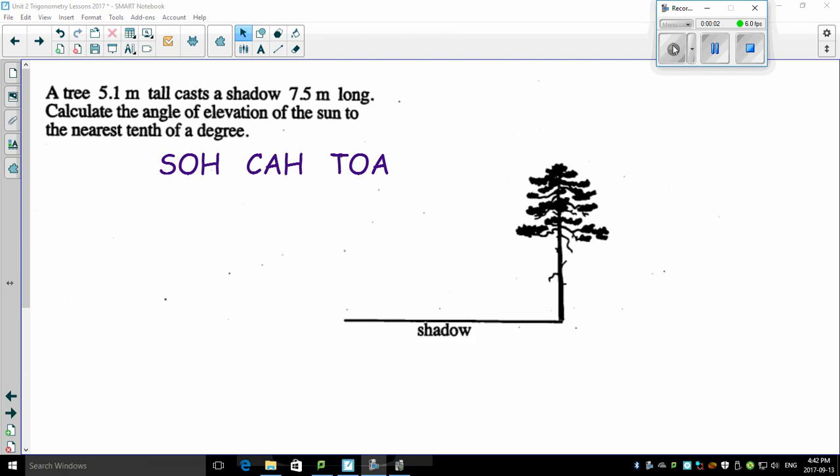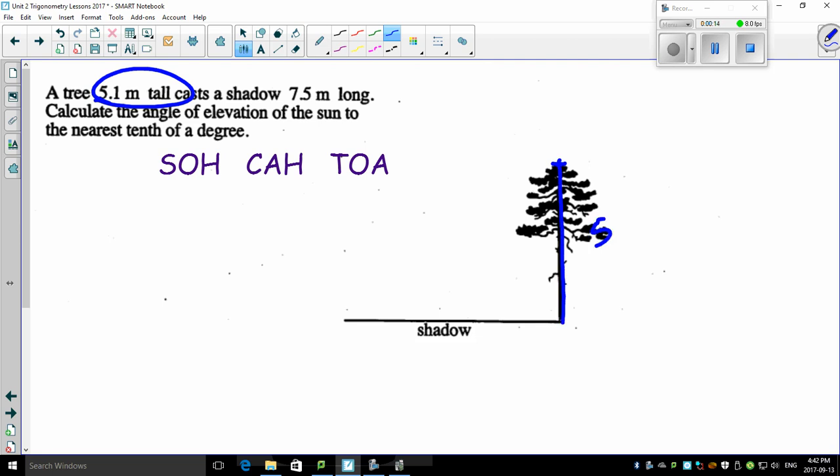Let's start solving practical application questions now. Here's a standard one that I've seen a million times. It says a tree is 5.1 meters tall. So here's our tree right here from the top to the bottom. There's 5.1 meters. You're casting a shadow at 7.5 meters.